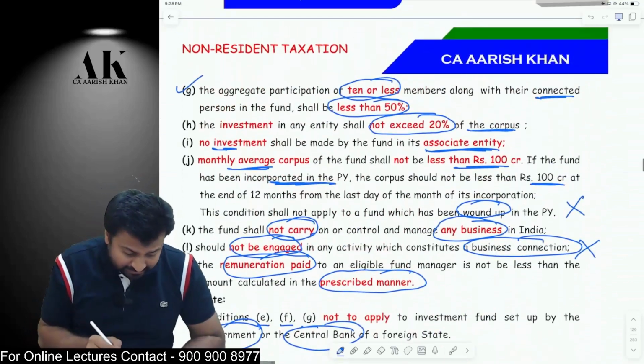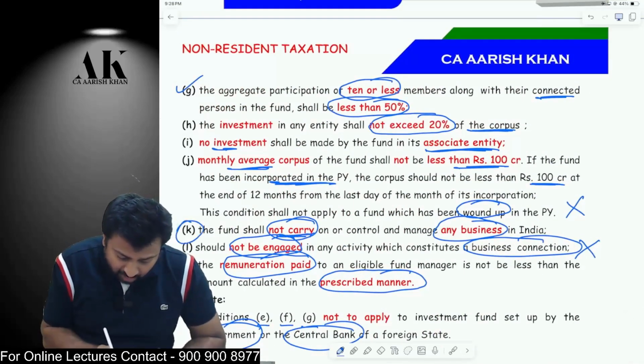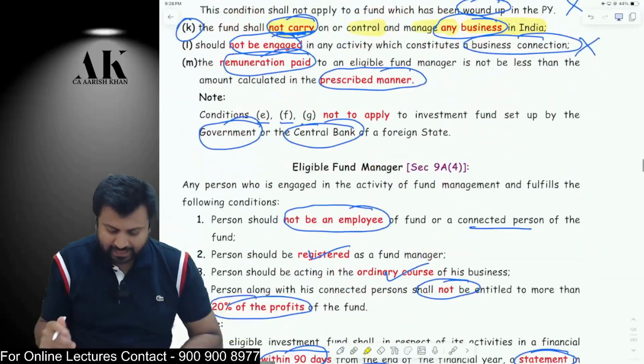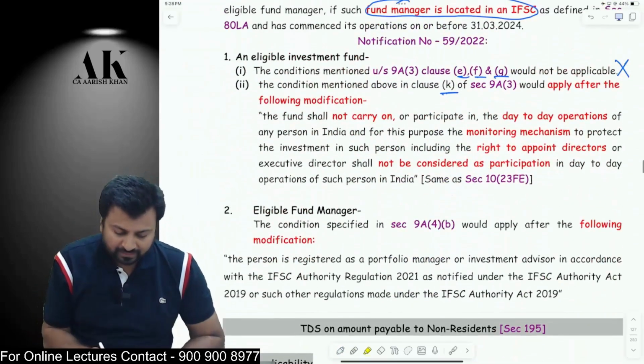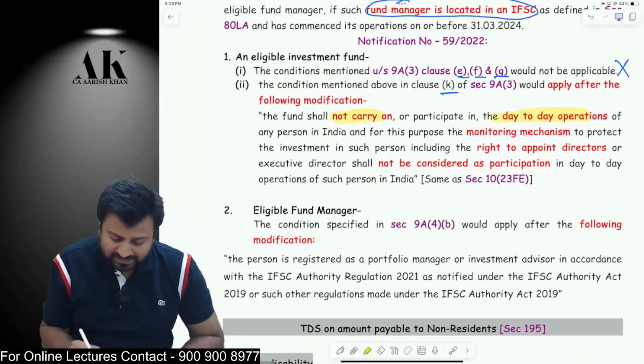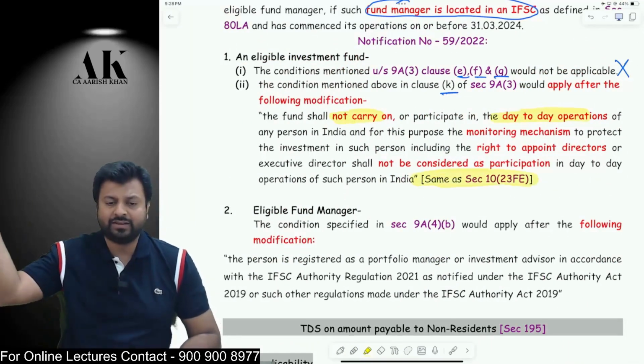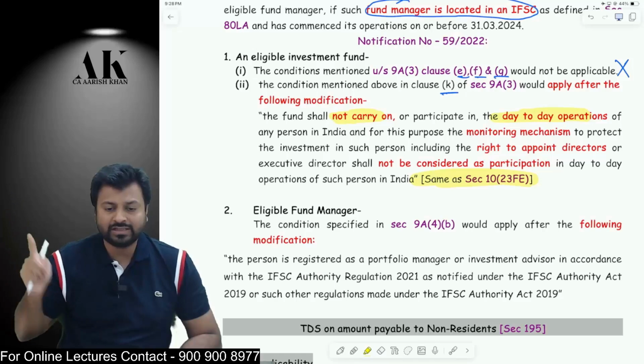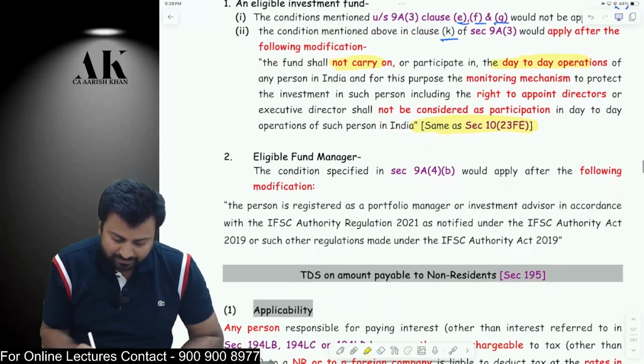You can come over here and see. Condition K said that the fund shall not carry on or control or manage any business in India. So this is modified a little bit. The fund shall not carry on day-to-day operations. This is just like section 10(23FE), if you remember. Do you remember that? Section 10(23FE), the same condition over here. Okay. Similarly, in the definition of eligible fund manager, it is written that the fund manager should be what?